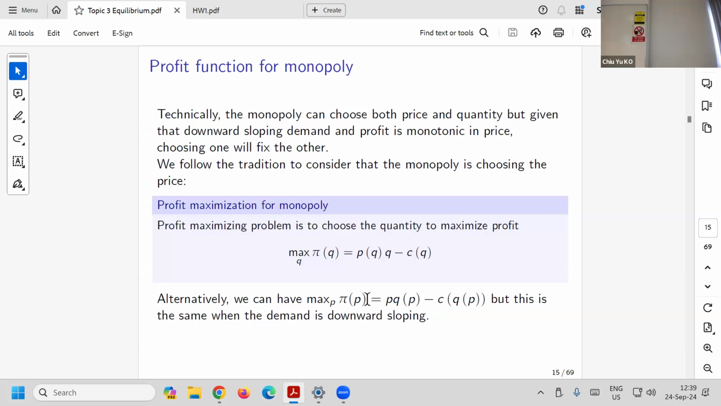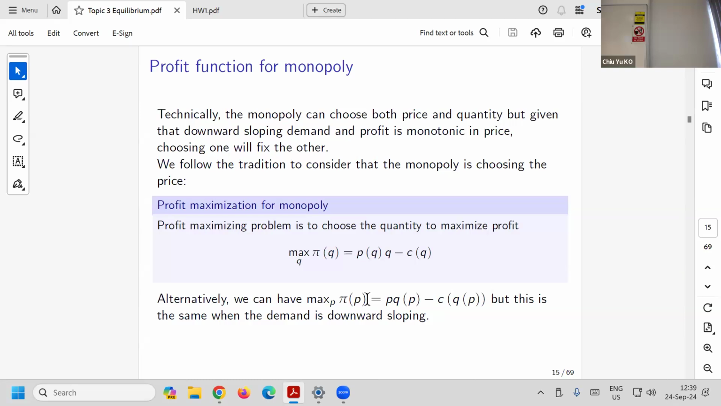And of course, later when you think about the firm competing in quantity, this is what you do. When firms compete in price, this is what you do, depending on which kind of modeling is in your model. Later we'll discuss when firms compete in price and when firms compete in quantity. But for the monopoly, there's no difference, right?